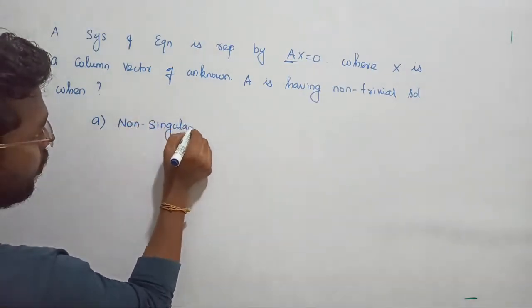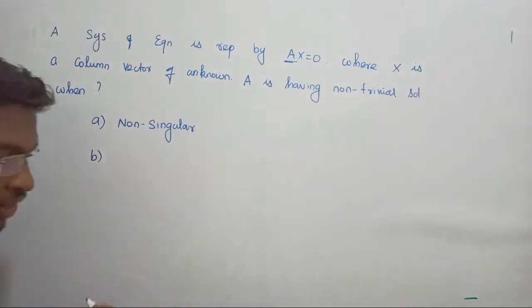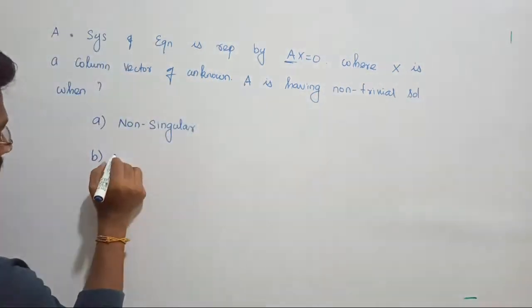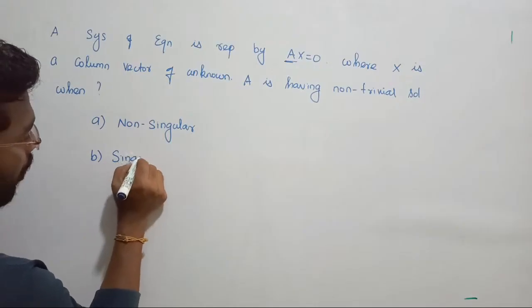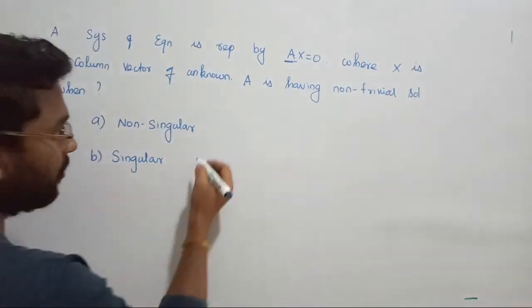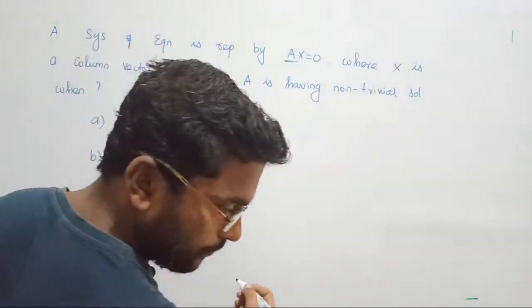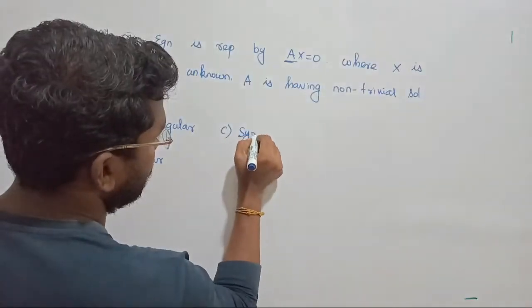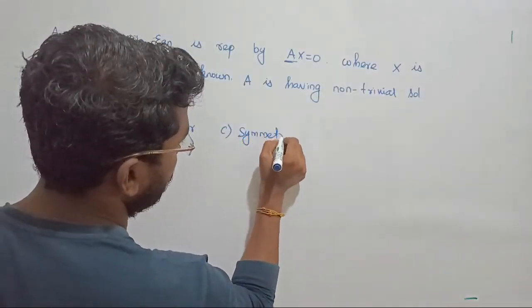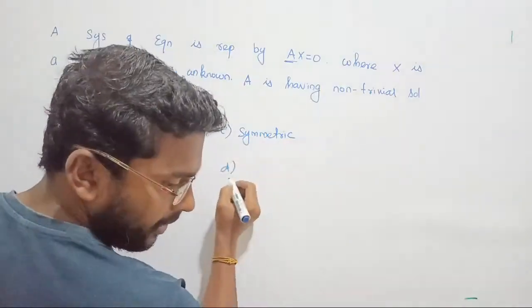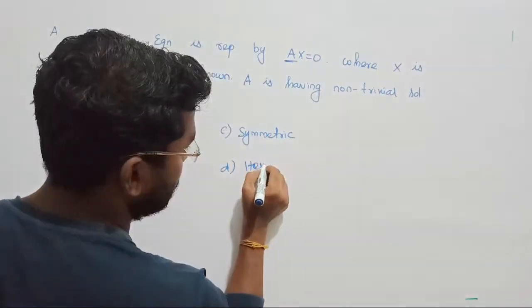I am just expecting your answer. You just post your answer in the comment section. I am just waiting for your answer. If all of you are triggered, then I will be feeling happy. Please post your answer because it's not a big question. Option D is going to be Hermitian matrix.